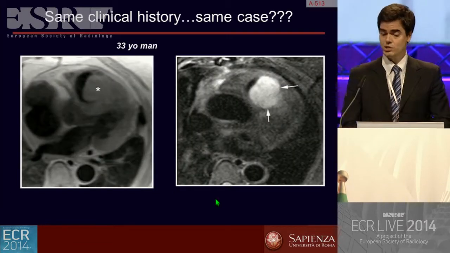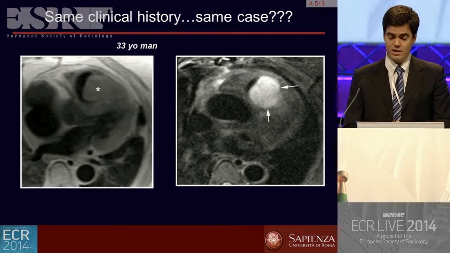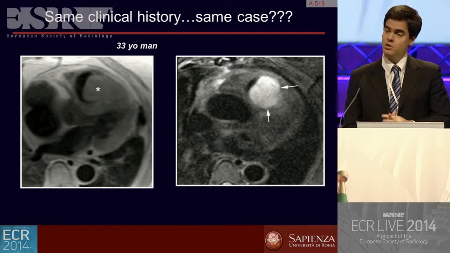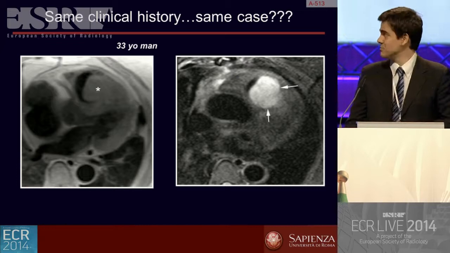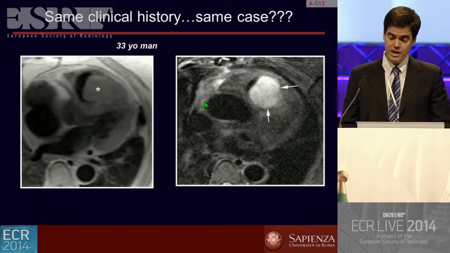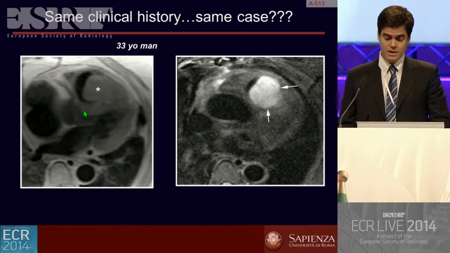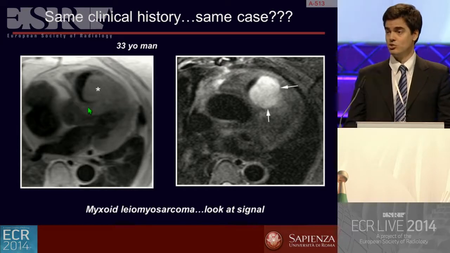Another case, also from our experience, same clinical history, we saw very close to the previous one, is a 33-year-old male. So clinical acute onset of disease, dyspnea and whatsoever. You see a lesion again located within the right ventricular outflow tract. Different from previously, I didn't show you the T2 images. We have a high signal intensity, and it seems that there is no communication with the aorta. And this is a myxoid leiomyosarcoma, so things are not always straightforward.